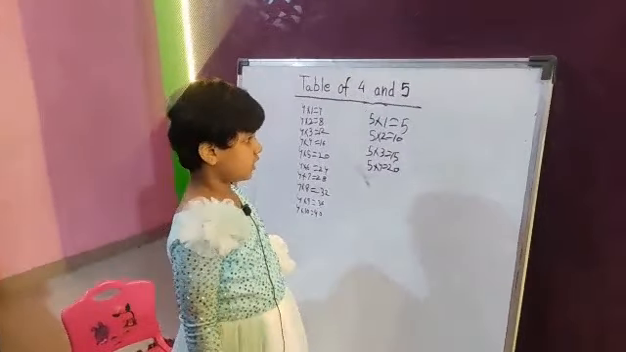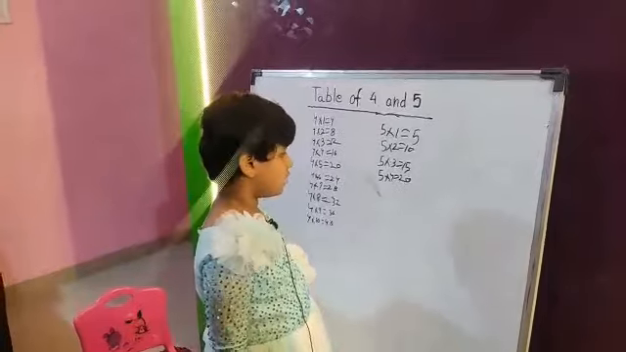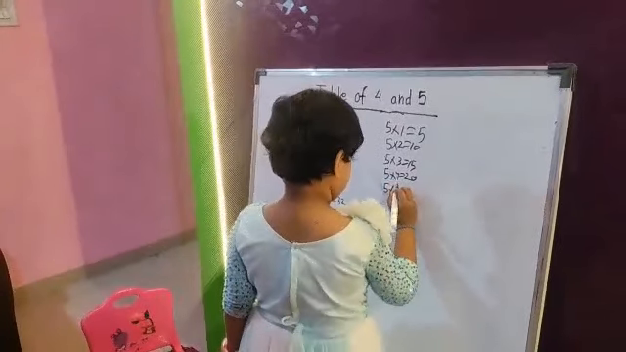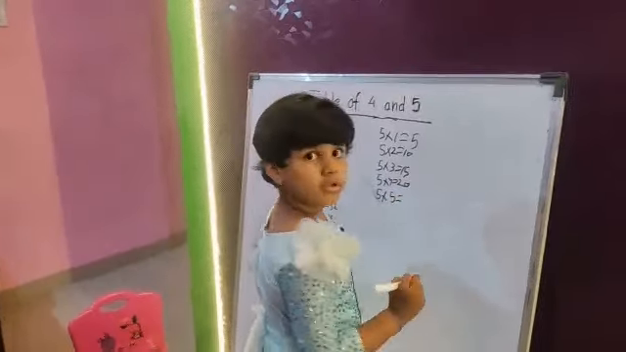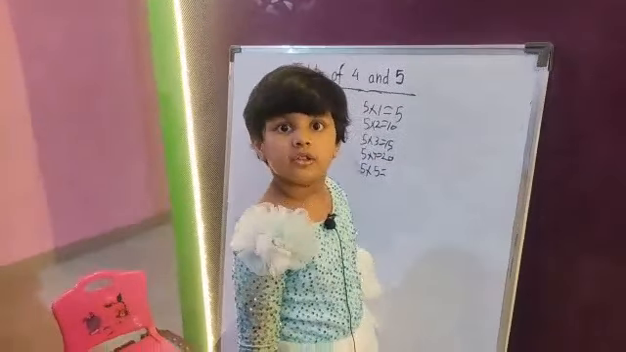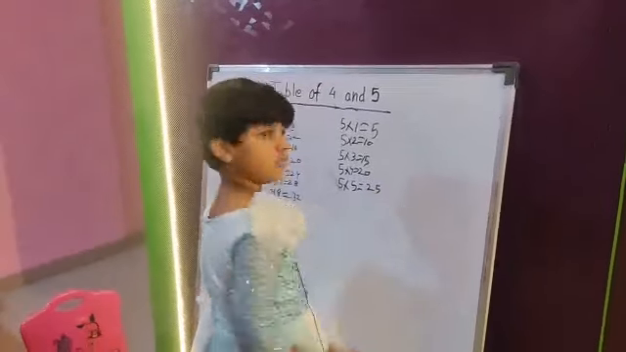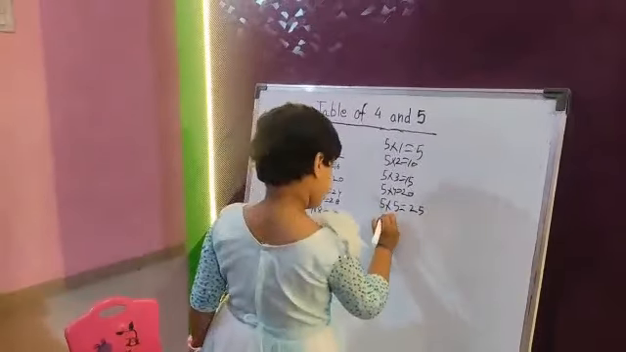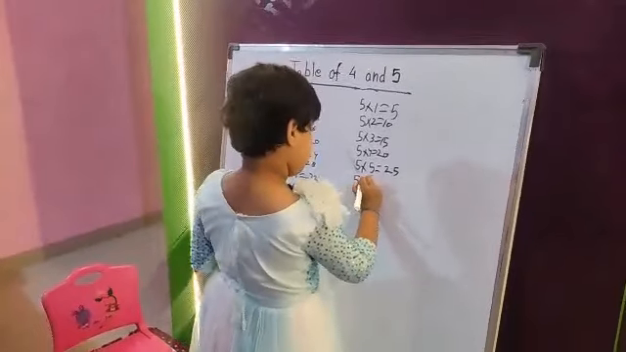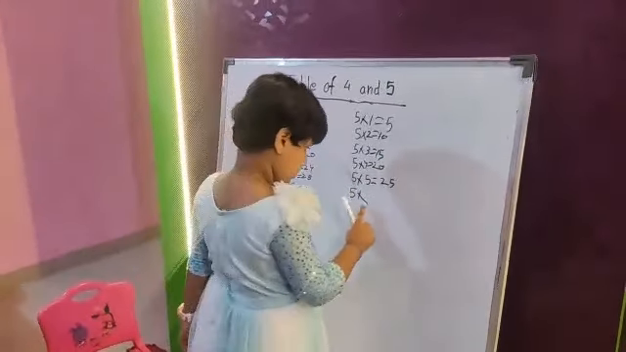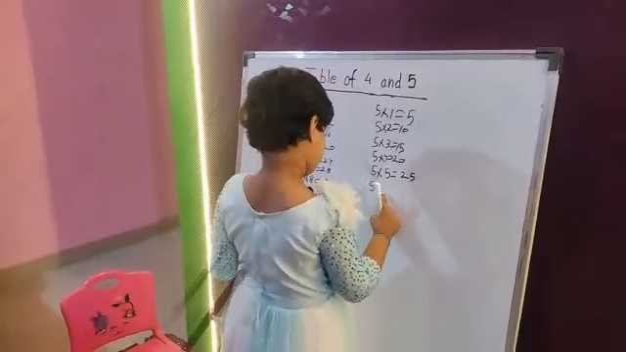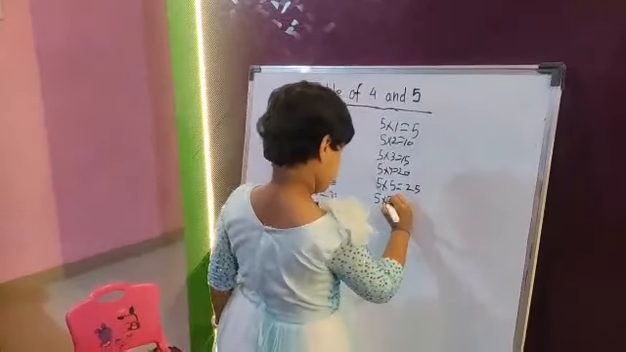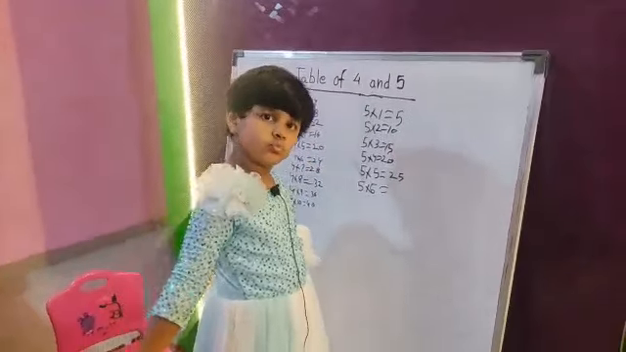5 1 is 5, 5 2 is 10, 5 3 is 15, 5 4 is 20, 5 5 is 25. Five multiply 6 is 30.